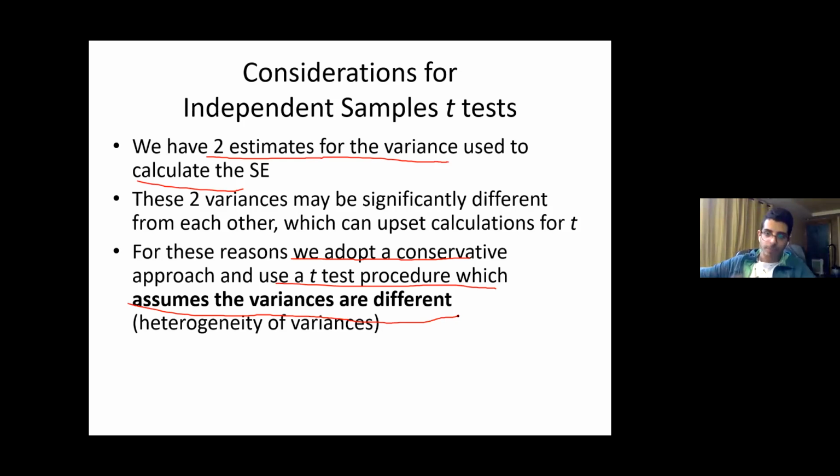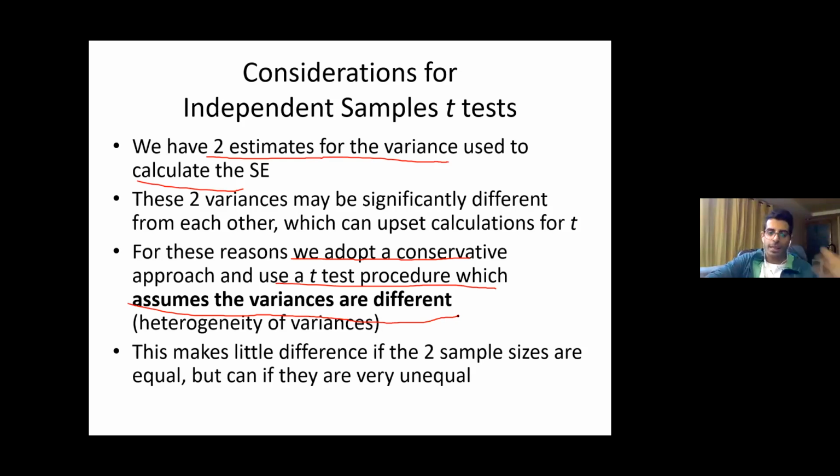So by convention, the standard is to use a t-test with heterogeneity of variances, because you can't guarantee that the variance of one group will equal the variance of the other group, since there are different people in this group than in that group. That's the simple idea. This makes little difference if the two samples have equal variance, but using the heterogeneity of variances way can help if they are unequal, which makes sense.